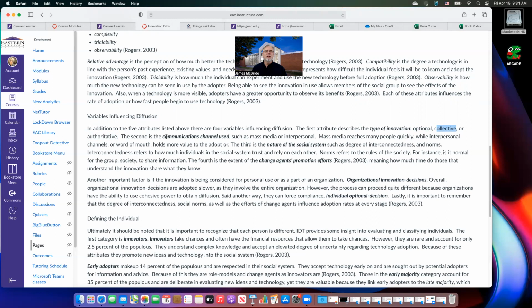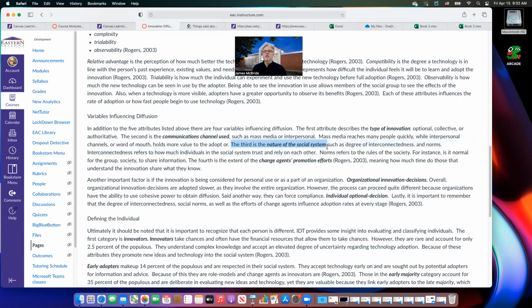The second is the communications channel used, such as, is it mass media? Is it interpersonal? Mass media is awesome to get the word out initially. We've got a new electric car, here it is. But it's a lot different if somebody says, hey, I just tried that new electric car, and you trust them. So the interpersonal one means more to people, but the mass media one gets things to everybody quicker. Word of mouth holds up much more, but mass media gets it there faster.